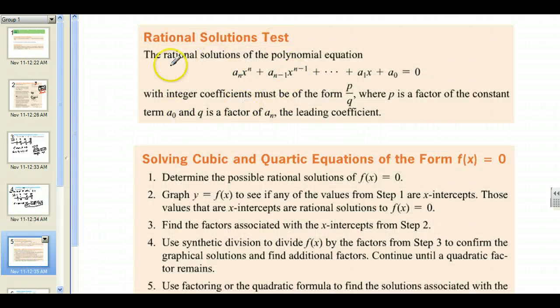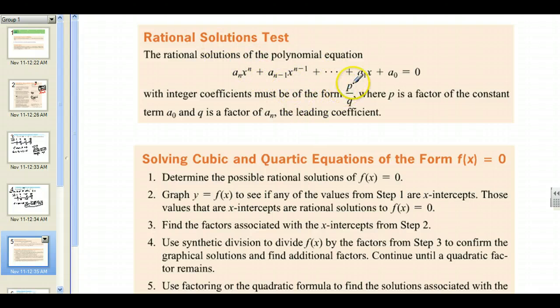Alright, now this rational solutions test, I put it in here just because you might have some questions on your homework that deal with it. But with the calculator, the table method of the calculator, it kind of takes the need away from this. But anyway, the rational solutions, or another name for this, the rational zeros theorem.